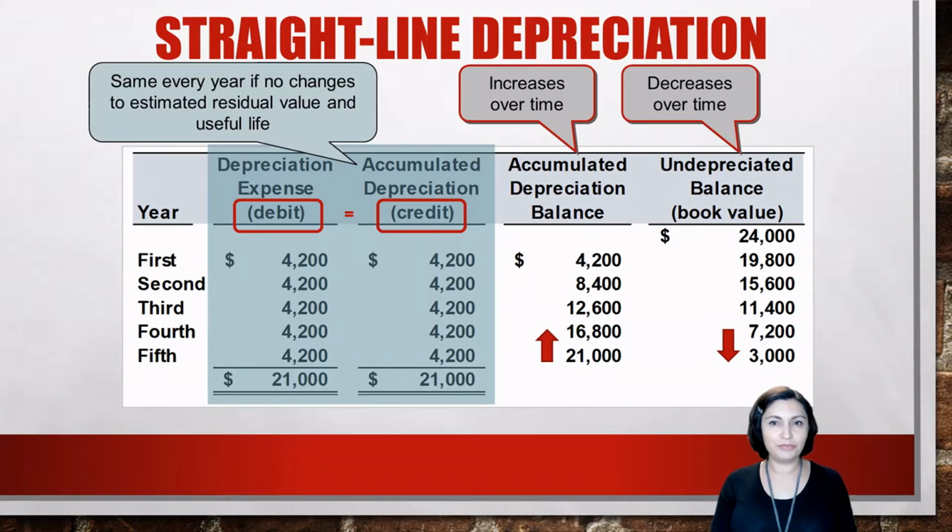Accumulated depreciation increases by $4,200 each year. We record it as a debit to depreciation expense and a credit to accumulated depreciation. Remember that expenses increase by debit and contra-asset accounts are increased by credit. Since accumulated depreciation is a real account and we don't close it at the end of the year, like we close revenues, expenses, and dividends, the balance increases every year by $4,200.